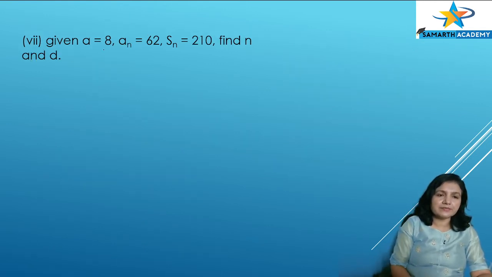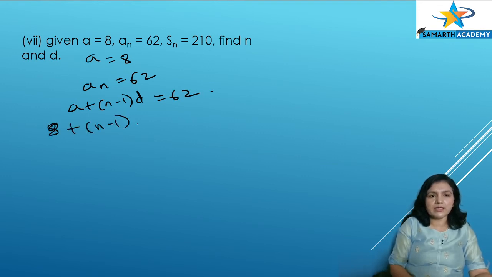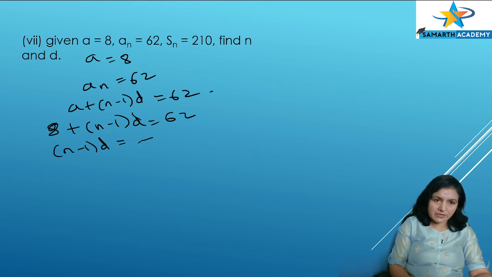Question 7. Here a equal to 8, an is 62. So a plus n minus 1 into d is equal to 62. Okay, so a is what? 8 plus n minus 1 into d is equal to 62. Now n minus 1 into d is equal to 62 minus 8, which is 54. Let this be equation 1. Then Sn is given as 210.